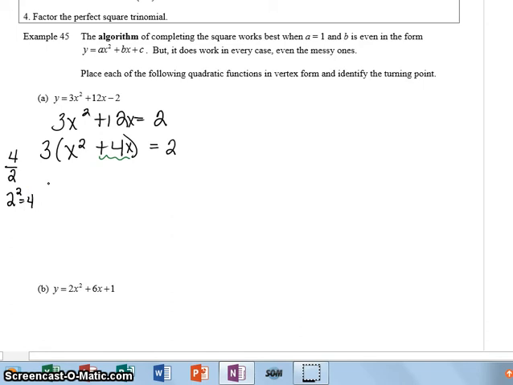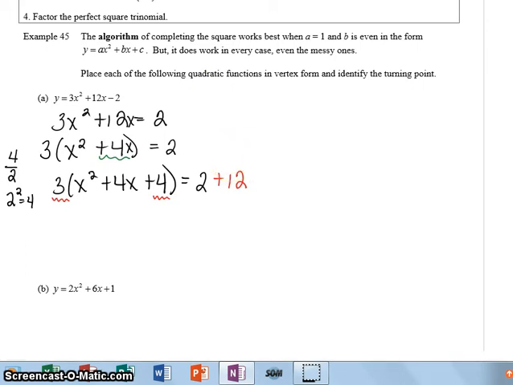But be careful, okay? If you write x squared plus 4x plus 4, you're not going to add 4 to the other side. You have to add 12, because don't forget, we factored out a 3. So you're going to add 12 to the other side, okay? Because it's 3 times 4.